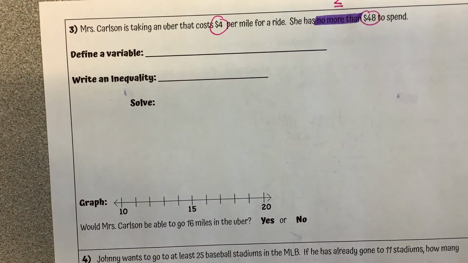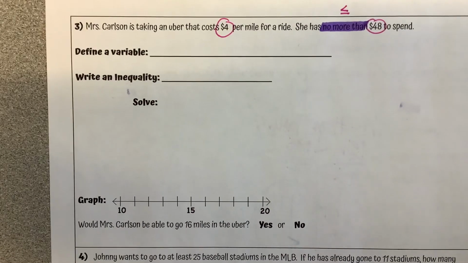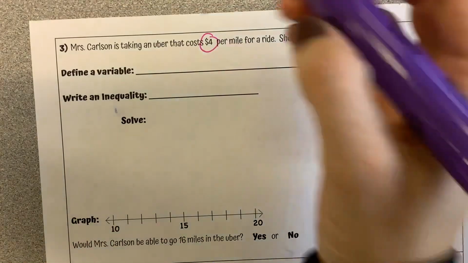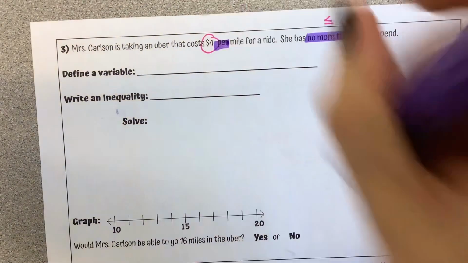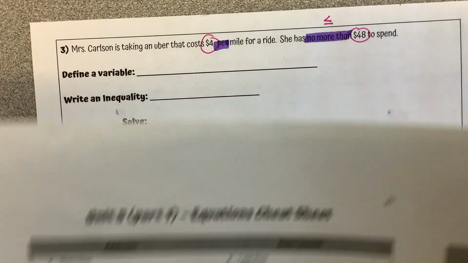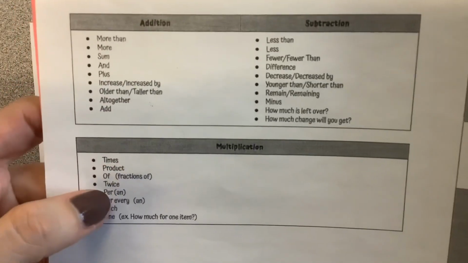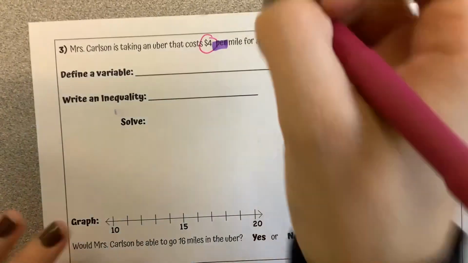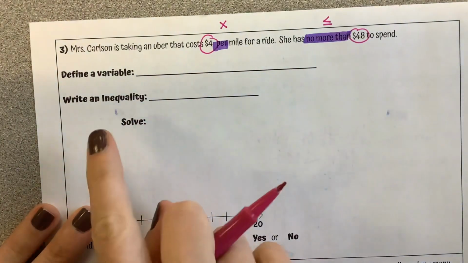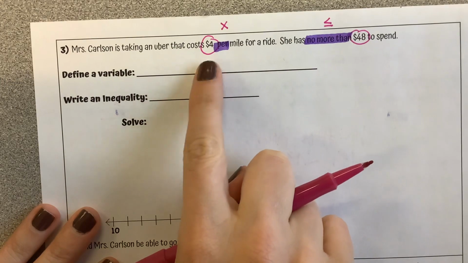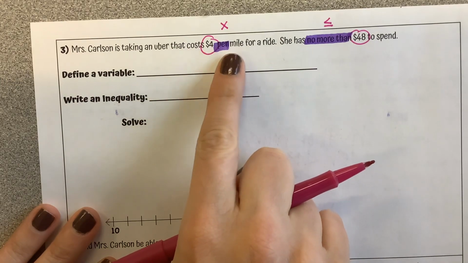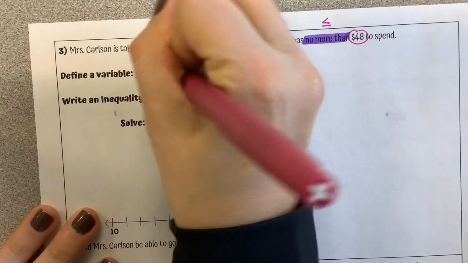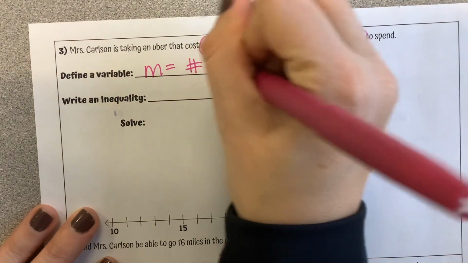Then, looking at my other number for the keyword for the equation, it costs $4 per mile. So looking on my equation chart, I see per right here that is under multiplication. So it is going to be a multiplication problem. And then last, to finding our variable, well, it's $4 per what? It's $4 per mile. So I'm going to use M and say M equals the number of miles.